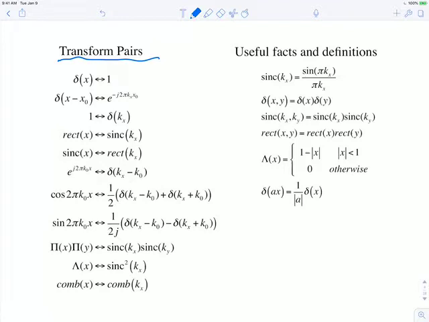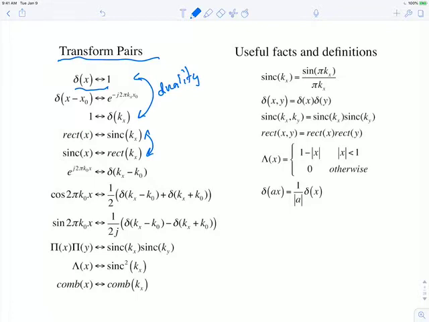So for example, last time we talked about Dirac delta going to 1. And we also talked about duality. If you know the Fourier transform going one way, then you know that 1 goes to the delta function. So that's an example of duality. We also see duality here. Okay, so that's a dual pair. So rect goes to sinc, and sinc goes to rect. So that's good to know.